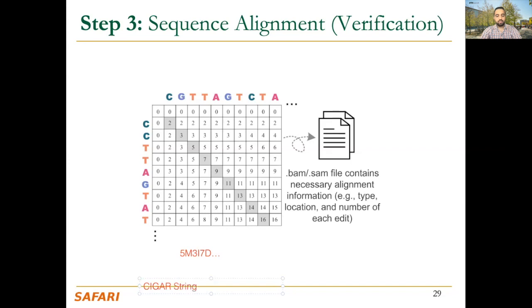CIGAR string. The things you can see here are 5M, 3I, 7D. What does it mean? It means 7 deletions, 3 insertions, and so on. That is the series of operations you need to perform to make the sequence very similar to the other.